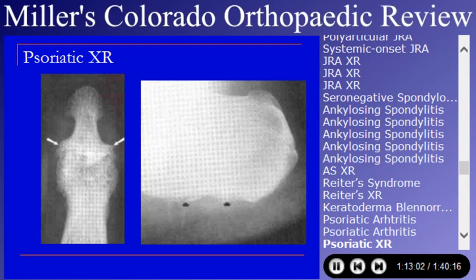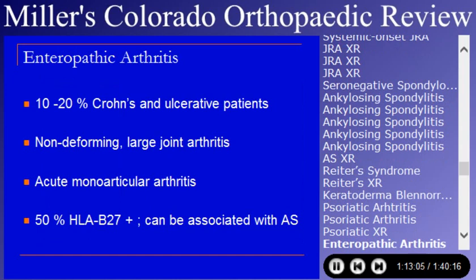showing the bone formation. Enteropathic arthritis occurs in 10 to 20% of people with Crohn's and ulcerative colitis. It tends to be non-deforming and consequently not a surgical issue. It tends to involve large joints.